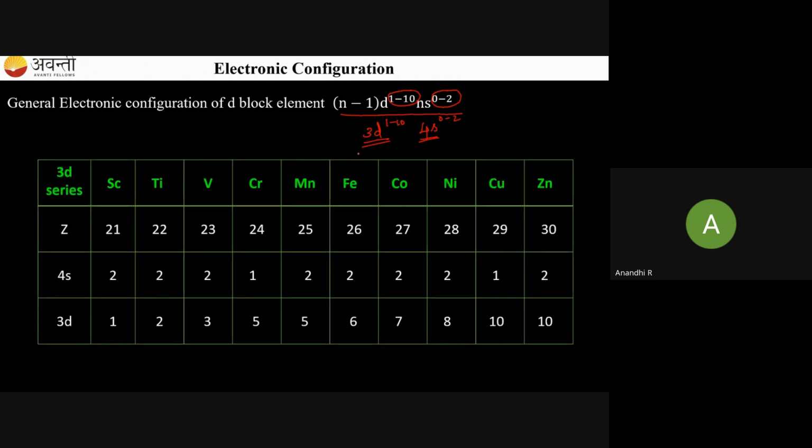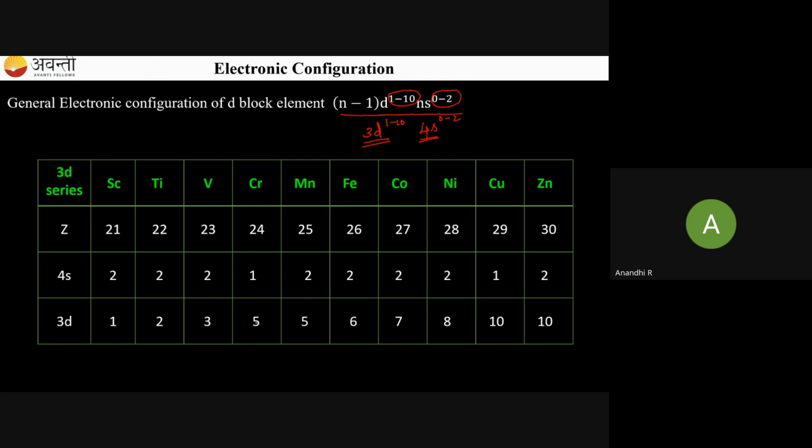And these are the 3d series: scandium, titanium, vanadium, chromium, manganese, iron, cobalt, nickel, copper, zinc. And the atomic number Z is given to you. It is very easy. It starts from 21 and it ends with 30. And you can see the electronic configuration for all the 10 elements. 3d1 4s2 for scandium, 3d2 4s2 for titanium, 3d3 4s2 for vanadium.